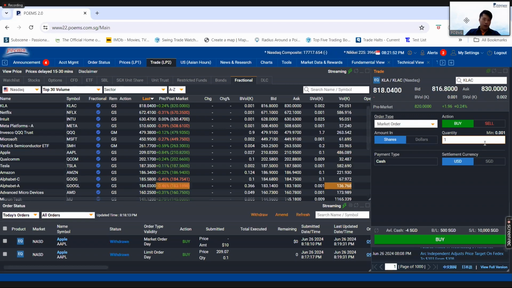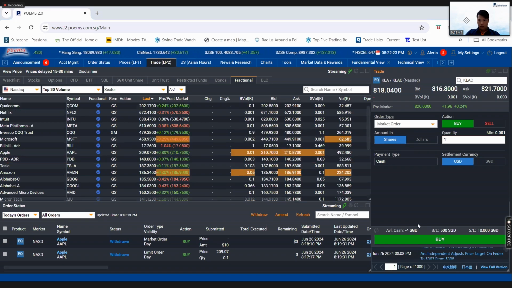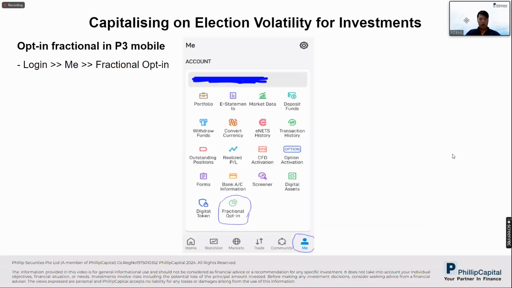Okay. So basically, to sum it up, if you were to input any quantity less than 0.001 or less than a denomination of $1, the order will not go through. So it's just to let you guys know the minimum value for fractional shares. So this is pretty much the demo for the P2 web. All right, let me go back to the slide again. So that's for P2 web.